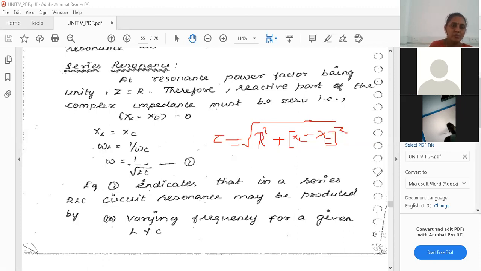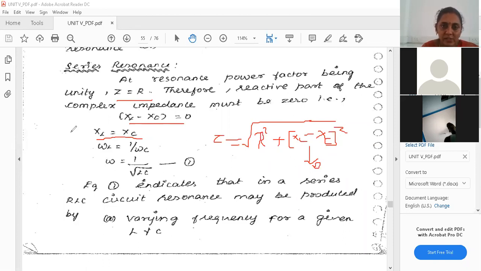So now in this, what they are telling, Z is equal to R. Now the series resonance condition is Z is equal to R. So Z is equal to R means what happens directly, XL minus XC is equal to 0. So XL minus XC is equal to 0 means I can clearly tell XL is equal to XC.